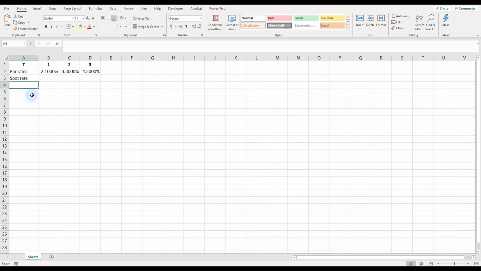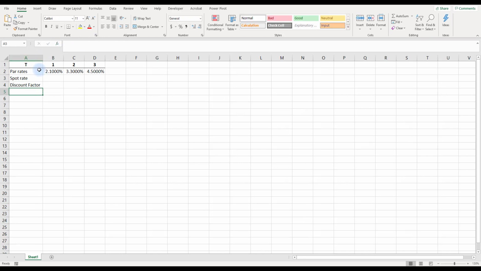Now, to make it simpler, I will calculate the discount factor from this spot rate. And later on, we want to calculate the forward rate as well as a form of comparison once we get the interest rate tree. So with that done, let's quickly generate the spot rate.